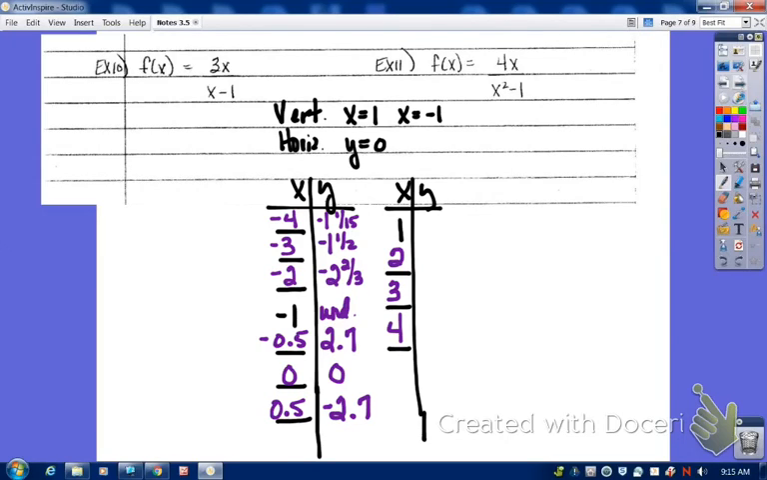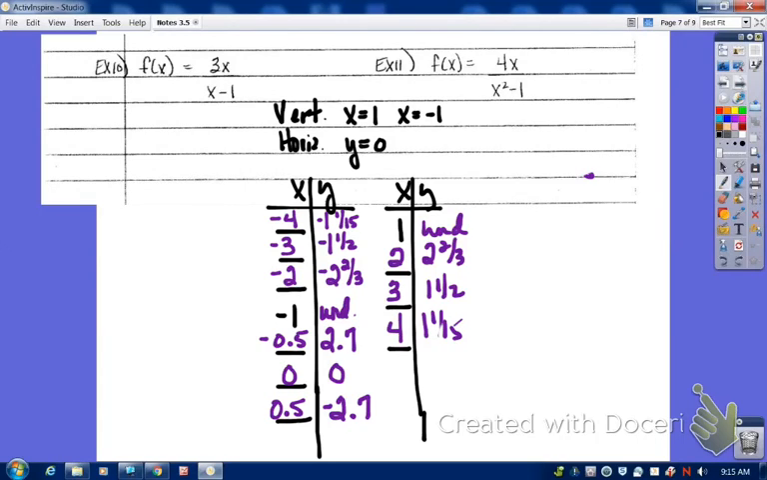When x is 2, I can do these. It's going to be 8 over 2 squared is 4. 4 minus 1 is 3. That's 2 and 2/3. 1 is undefined. When x is 3, it's 12 over 8. That's 1 and 4/8, which is 1 and 1 half. When x is 4, that's 16 over 15. I see some symmetry in my t-chart. We skipped that step, but I can see it because my y's are popping up to be the same. 1 and 1/15.